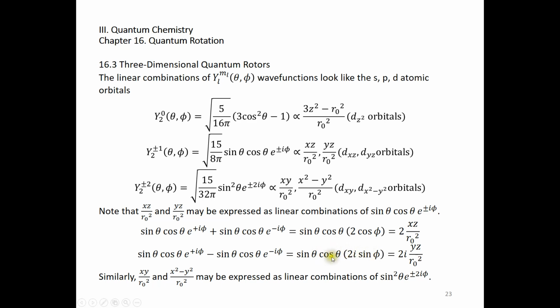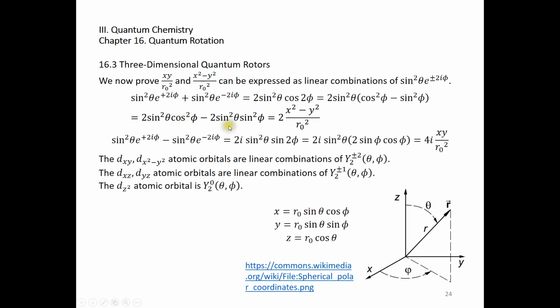And hopefully you remember cosine theta is proportional to z. Sine theta sine phi is proportional to y. So this linear combination is proportional to yz. And these two are simply just the dxz atomic orbital and dyz atomic orbital. Similarly, we can also express xy and x squared minus y squared as a linear combination of these two. I'll let you do the derivations yourself.